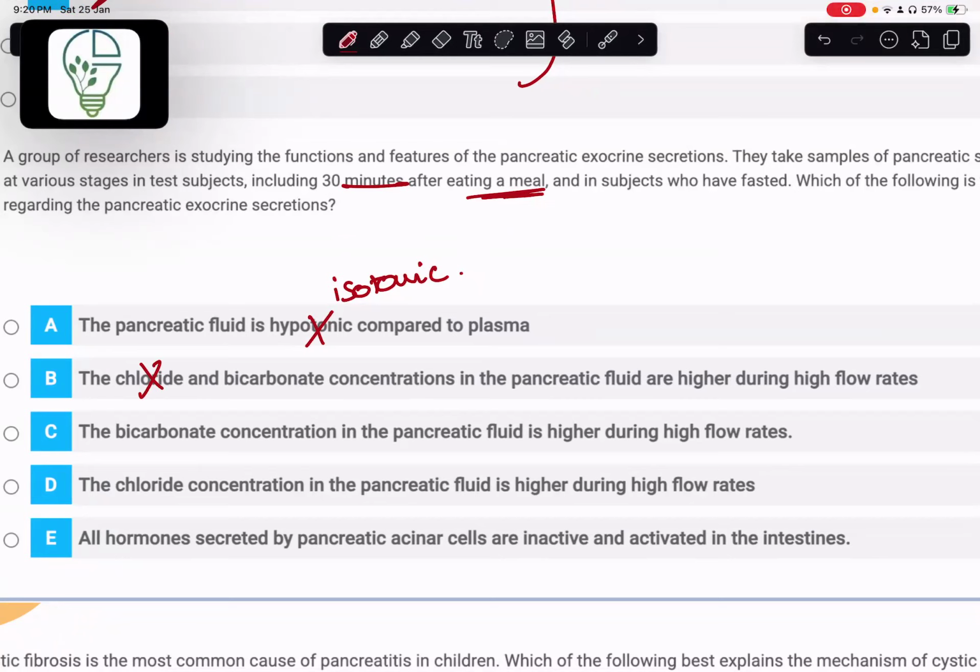Bicarbonate concentration is higher. This could be correct. Let's keep it till the end. Chloride concentration is higher. No, again, we said chloride gets reabsorbed.